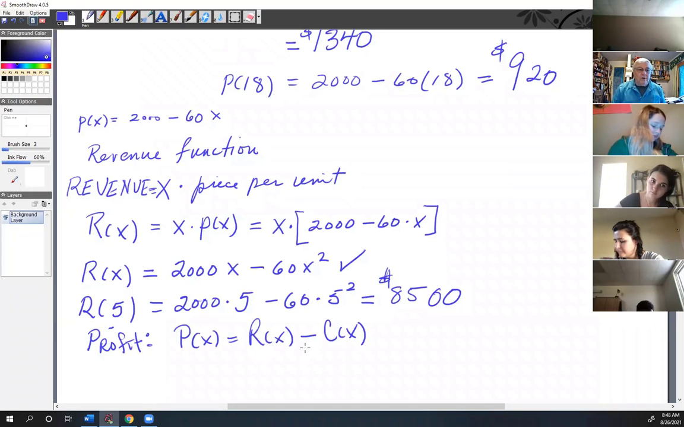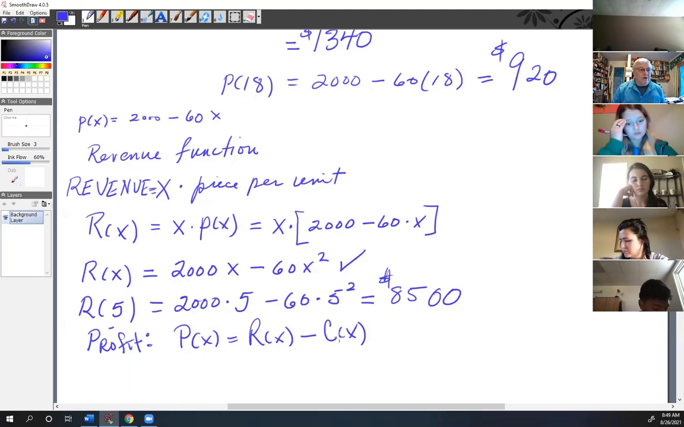Does it matter what order I put these in? Could I swap those around? Would it work as well? If I swapped them around, I would have the negative of the profit function. So the order does really matter here. The revenue I want to be greater than the cost. So that's going to make the difference positive.